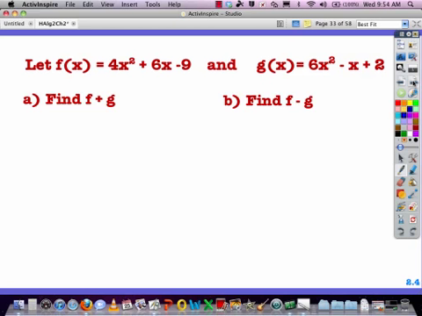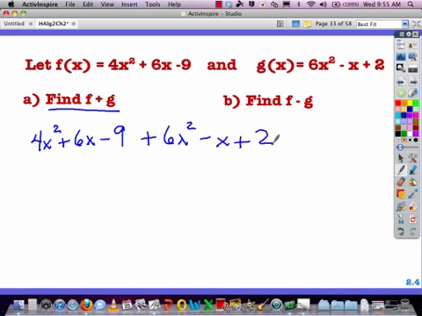So look at this first one. We have f of x as our function, and according to this, we have no value for x. So all we're supposed to be doing is finding f plus g. So we take the function f, 4x squared plus 6x minus 9, and we add that to the function g, which is 6x squared minus x plus 2. Based on things we learned in algebra, we should recognize there are some like terms. We're going to underline those like terms, and as we do, start thinking of what they would combine into, and write our final answer.